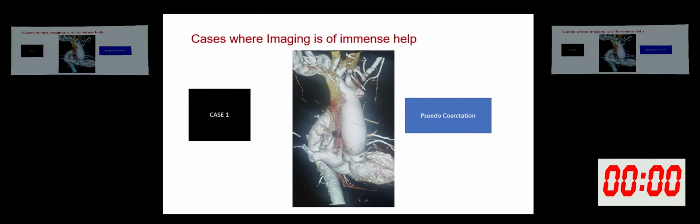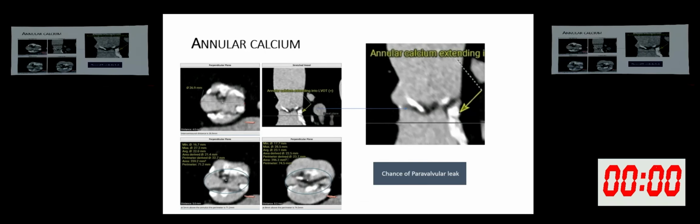So this is the case with pseudocoarctation. You can see here. The problem is that it is very difficult to track the valve here, so we need to take extra protection for this. It's almost like a coarctation. This is a 72-year-old gentleman. The problem again, this patient also had, you can see here, annular calcium extending into the LVOT. So we took a self-expandable valve with double coronary protection, and you can see that even the catheter is not crossing. Very difficult to track with the pseudocoarctation here.